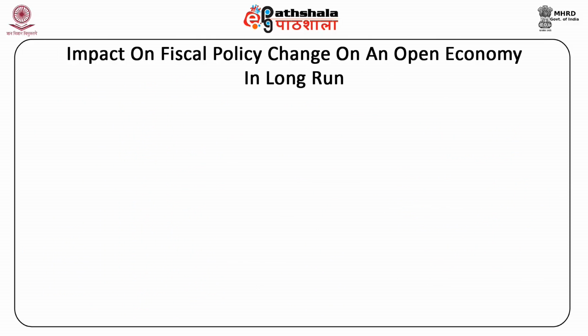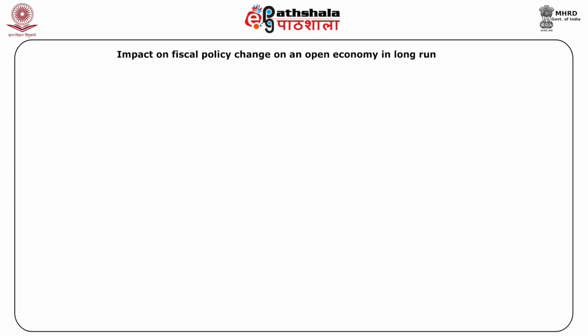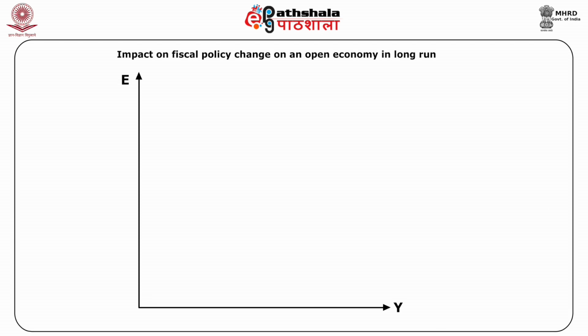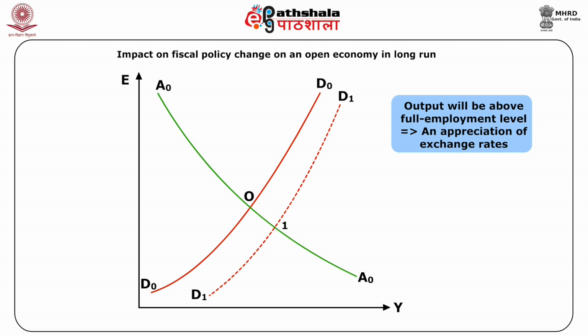Now moving on to the long run analysis, we begin by studying the impact of fiscal policy change on an open economy in the long run. In the long run, the economy is operating at the full employment level of output. Any expansionary policy change will have no effects on the output level. Consider an increase in fiscal expenditure which shifts the DD curve to the right from D0 to D1. The economy will move from point 0 to point 1. Output will be above the full employment level, and there will be an appreciation of exchange rates.